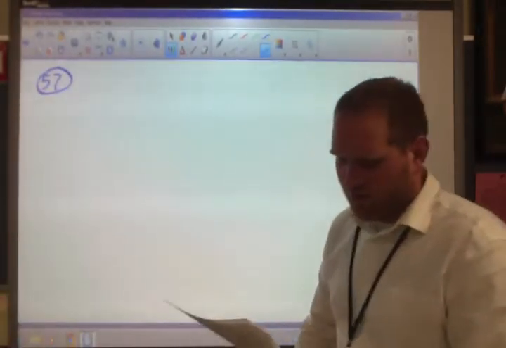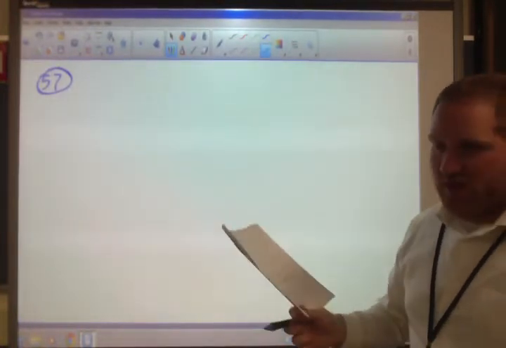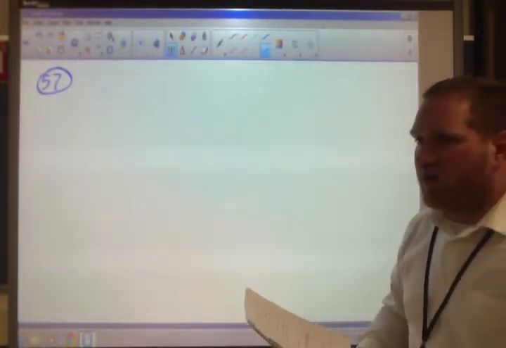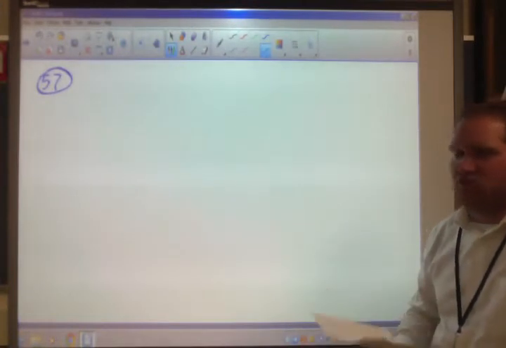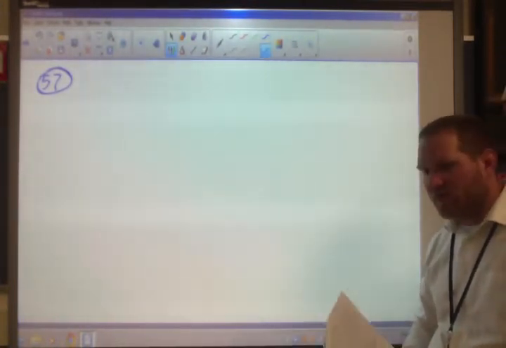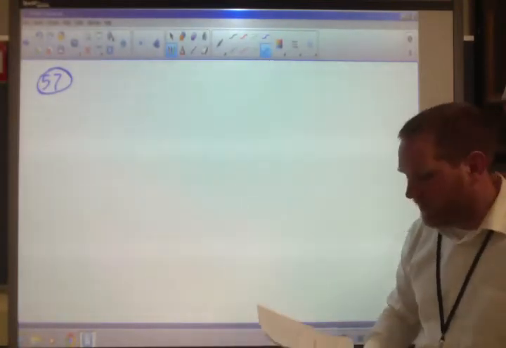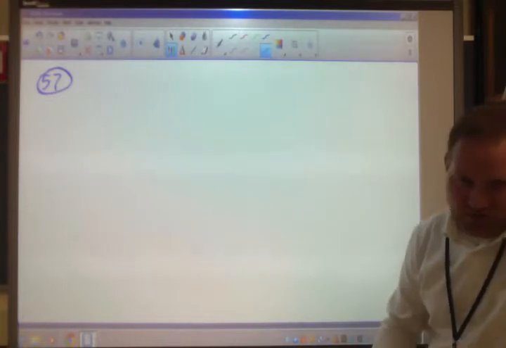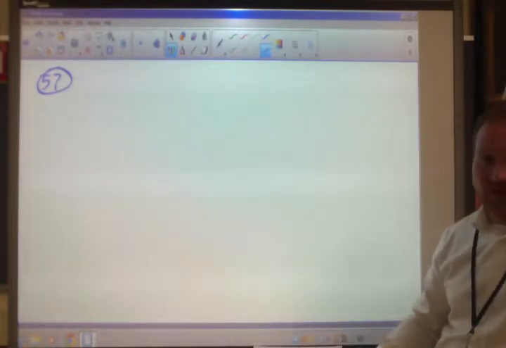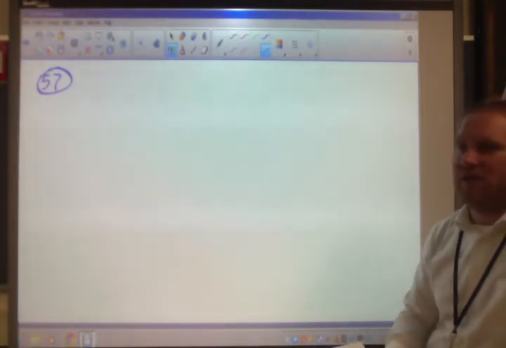57. 2 chemical changes. Electrolysis is an example of a chemical change. You're splitting up water. A chemical change is rusting. When rust occurs, it's a new substance. Tarnishing. When silver tarnishes, it's a new substance. Anytime you burn something, when you burn wood, you're making a new substance. When you burn or toast a marshmallow, you're making a new substance.